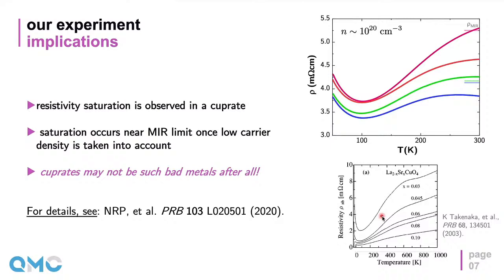So taken all together, this gives a very striking picture in which it's actually not at all clear that the cuprates are necessarily bad metals at high temperatures, and in fact, it seems that, again, at least at high temperatures, they can be adequately described in terms of normal particle-like excitations.